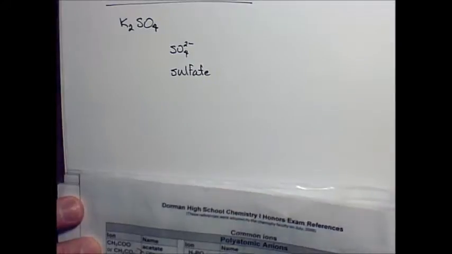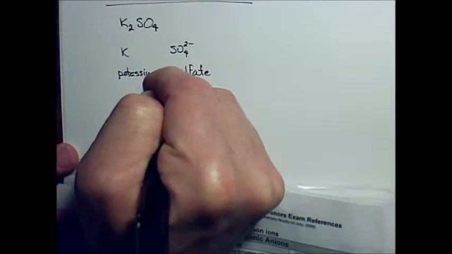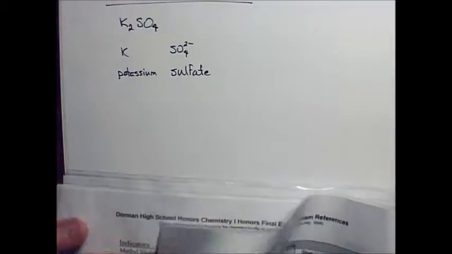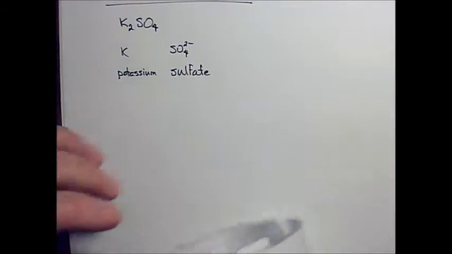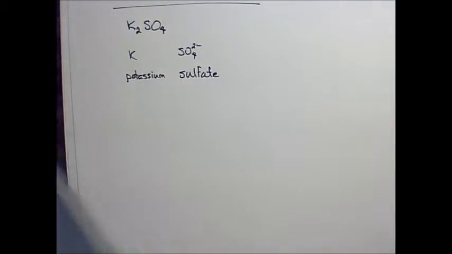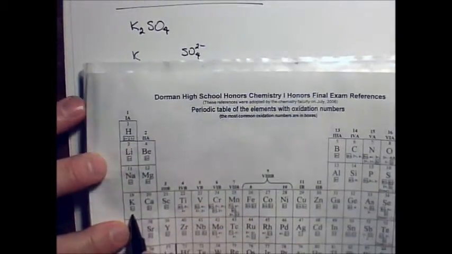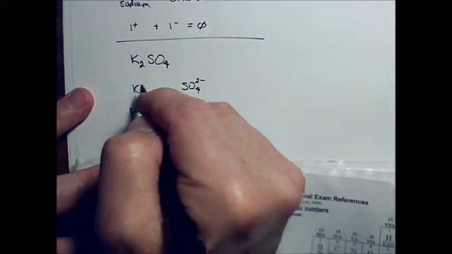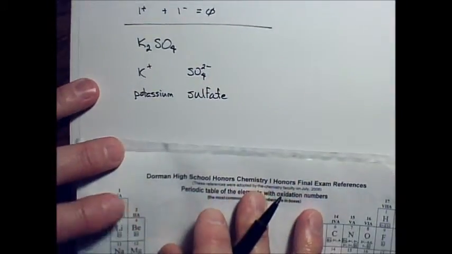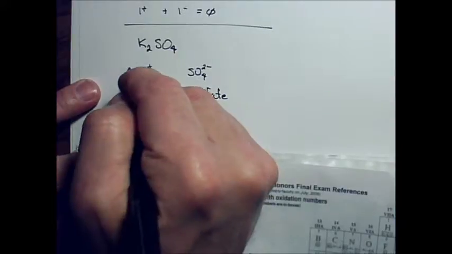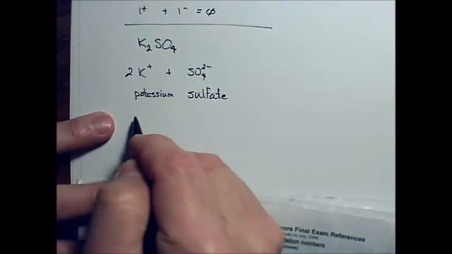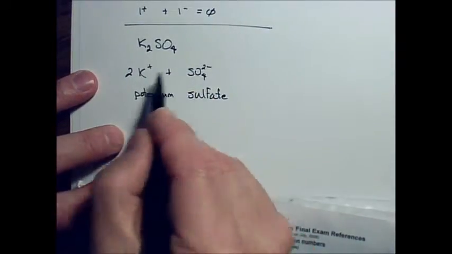Let's just double check things. Okay, let's name the first part of this. That's potassium. So K is potassium. What kind of charge does potassium have? Don't assume. Look it up. 1 plus. Okay? 1 plus. All right? But how many of those potassiums do I have? 2 of them.